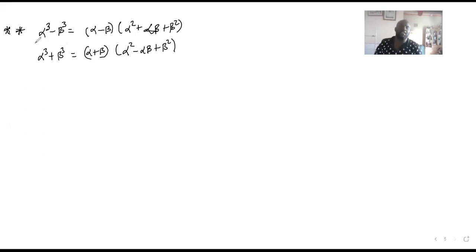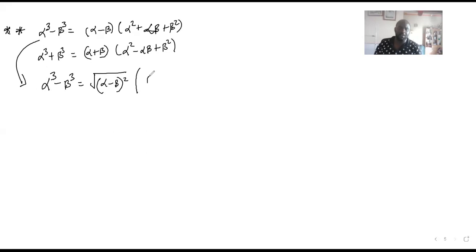You'll also check out that. Now, I wanted to deal with this one because it has the weirdness. Alpha cubed minus beta cubed. We have seen that alpha minus beta is the square root of alpha minus beta what? Squared. I hope so now you know what I'm doing.